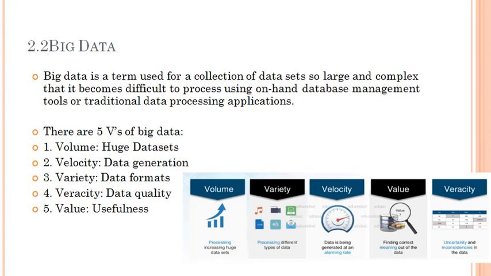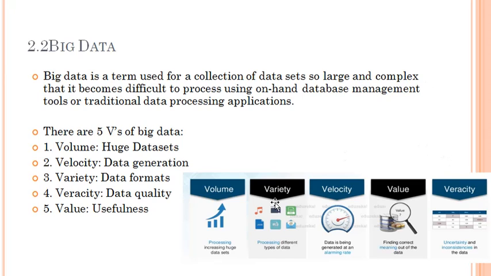Velocity means the rate at which data is being generated. Variety means data formats, which means that there can be a number of formats. Veracity means the quality of the data, and value means the usefulness of the data, right? Let's discuss all these 5 V's of big data in detail one by one.